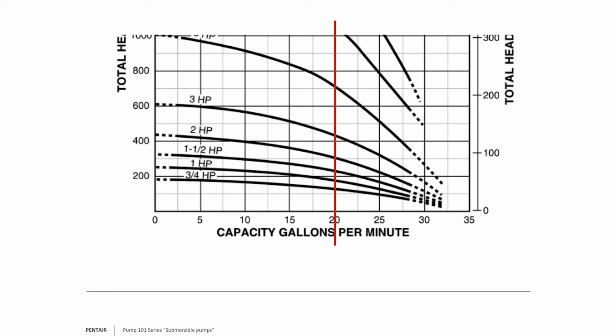So at 20 gallons per minute, 364 feet, we'd most likely be looking at a 3 horsepower. Now I also want you to understand, at 20 gallons per minute, it's potentially possible that that 3 horsepower pump would actually be running about 440, 445 feet of head. So an additional potentially 100 feet of head.